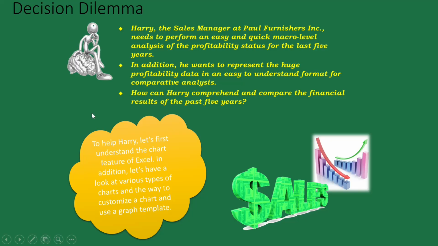Next, Harry, the sales manager, is another case study. The sales manager at Paul Furniture needs to perform an easy and quick macro level analysis of the profitability status for the last 5 years. In addition, he wants to represent the profitability data in an easy to understand format for comparative analysis. So you're hearing the person's name. He's a sales manager at Paul Furniture's company. He needs to perform a quick, fast, macro level analysis of profitability status for the last 5 years. In addition, he wants to represent the profitability data in an easy to understand format for comparative analysis.